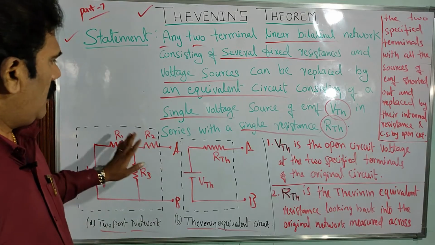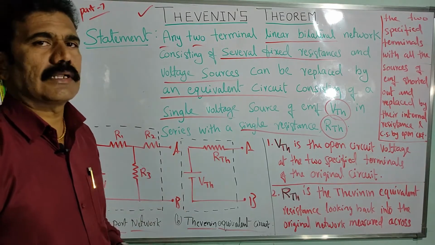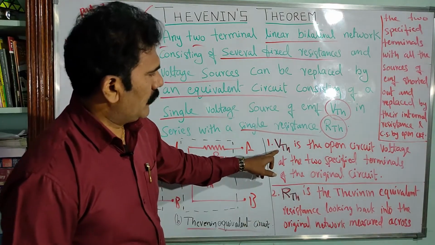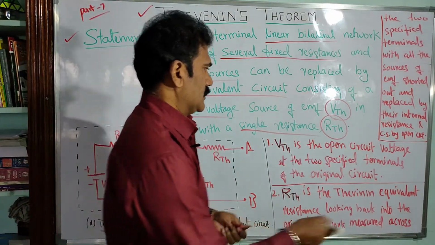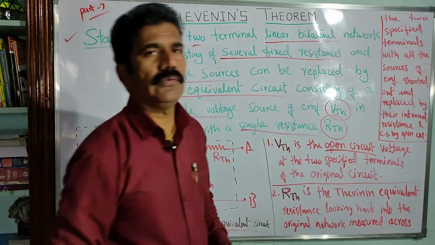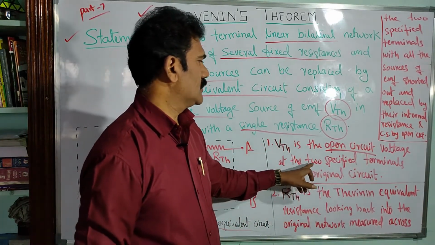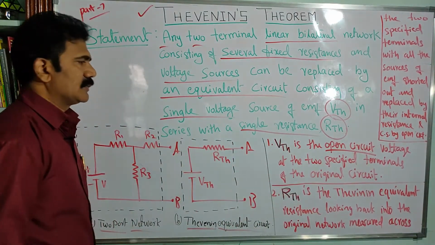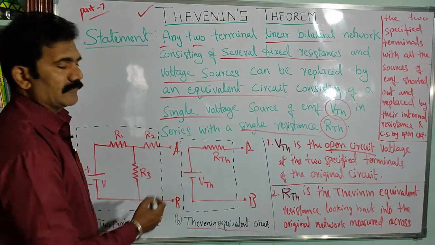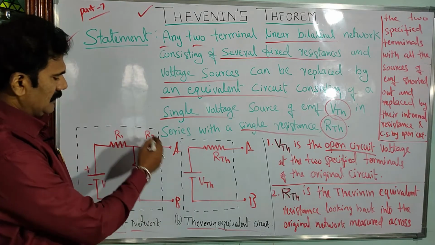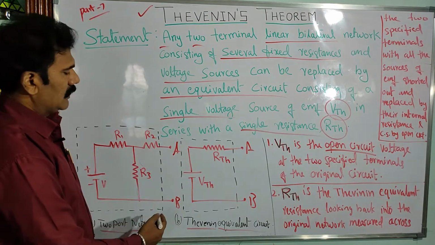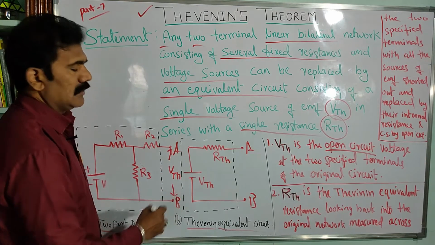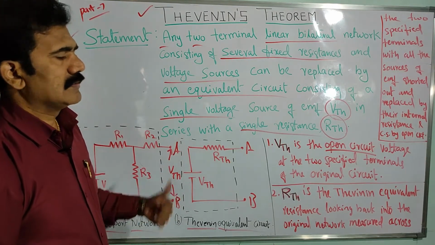Now let us see how VTH and RTH are considered here. VTH is the open circuit voltage. That means you have to measure VTH as the open circuit voltage at two specified terminals of the original circuit. What are the two specified terminals here? A and B. So consider the given network and find out VTH across the specified terminals of the original circuit.